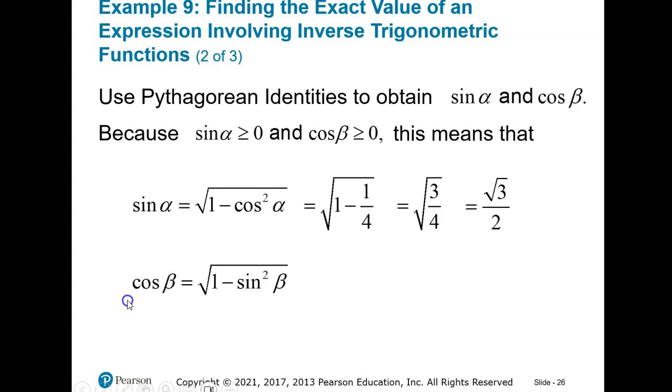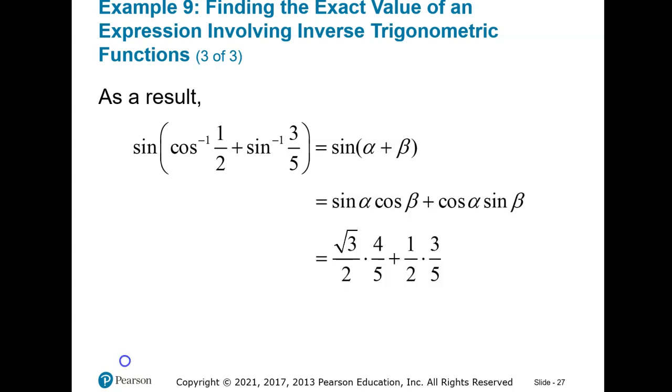Alright, same thing for cosine of beta. I know the sine is 3/5 from before, so I'm going to square that. Squaring 3/5 gives me 9/25. 1 minus 9/25 is 16/25, and both 16 and 25 are perfect squares, so that becomes 4/5.